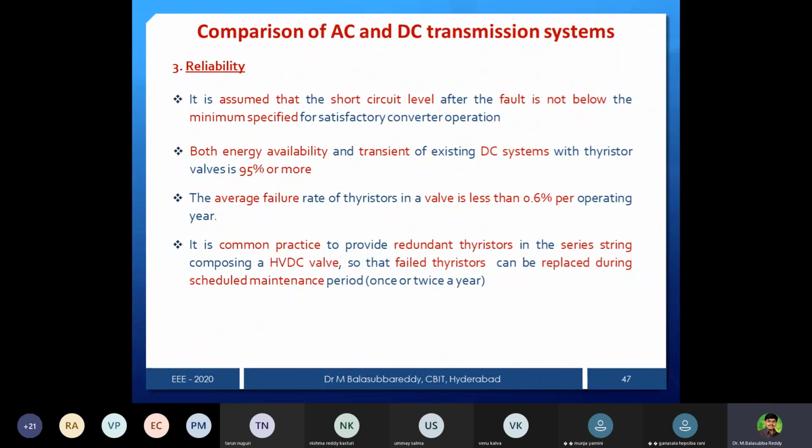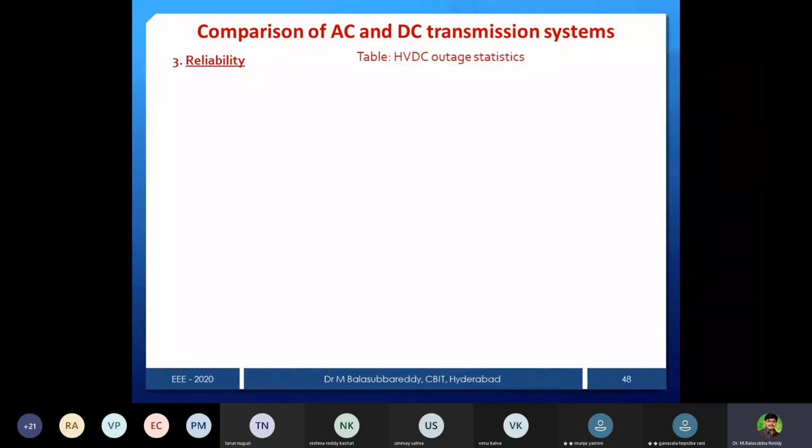That is the maintenance: once or twice a year we have to go for maintenance and repair it. Maintenance of thyristor valves is also much simpler than the mercury arc valve. When compared to the mercury arc valve, thyristor replacement is easy.